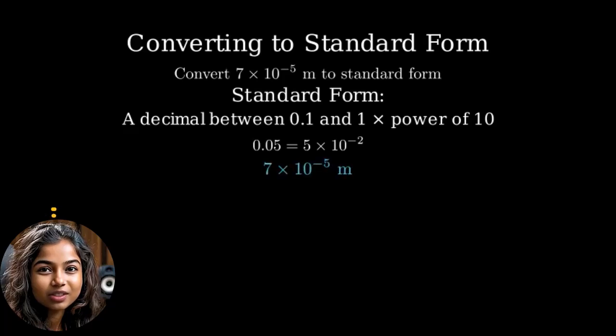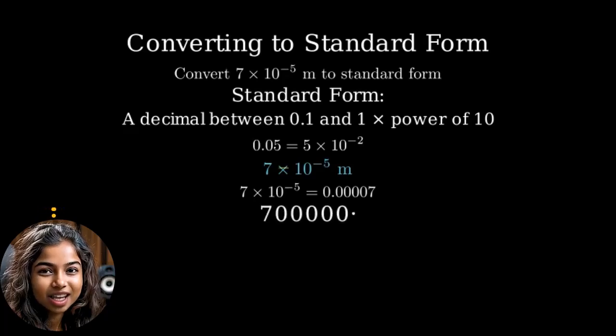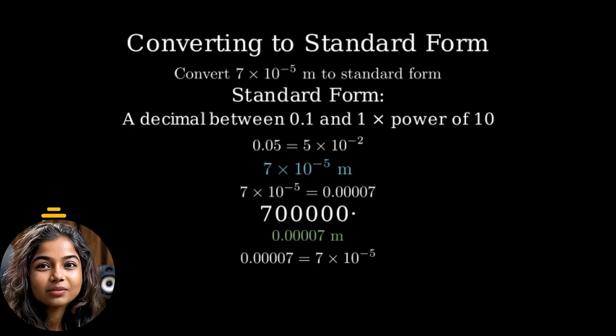Let's look at our number. 7 times 10 to the negative 5 meters. To understand what this means, let's expand it. 10 to the negative 5 means we move the decimal point 5 places to the left. Let's see this movement visually. We start with 7 and move the decimal point 5 places to the left. This gives us 0.00007 meters.